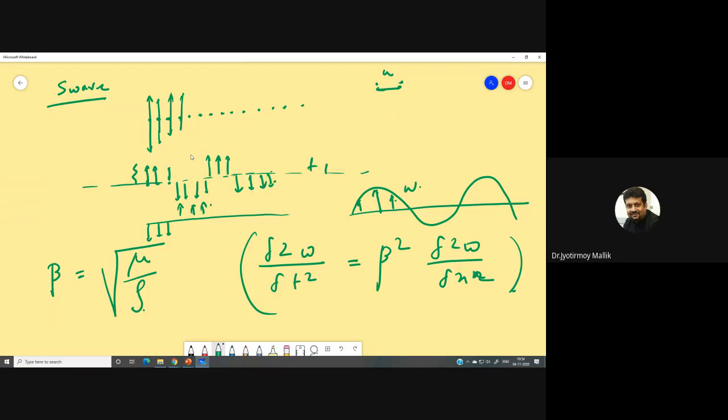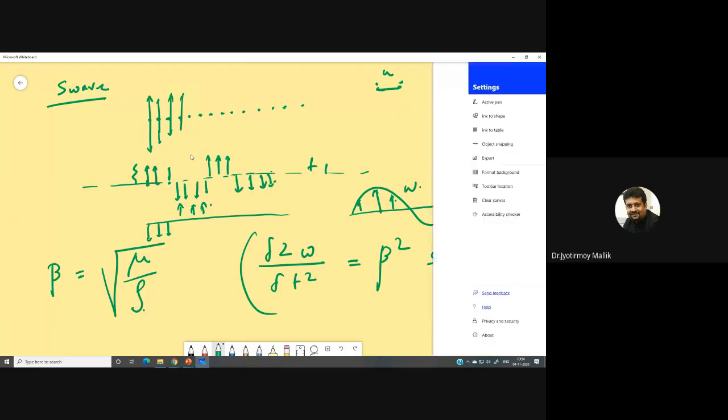Okay. In terms of surface waves, there are two types of surface waves. One we call Rayleigh wave. And the other one is called Love wave. What are they? We would look into them in the next class while we talk about earthquakes. Okay, if you have any question, you are free to ask.